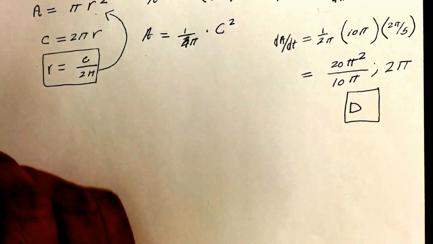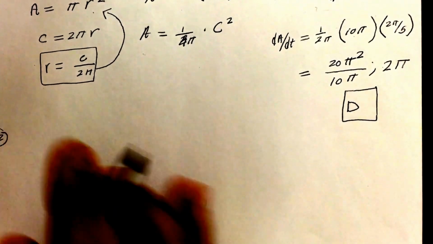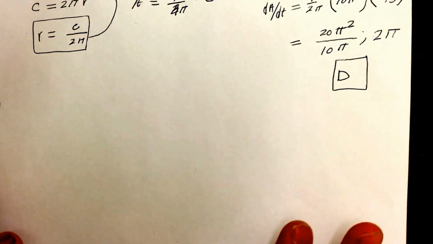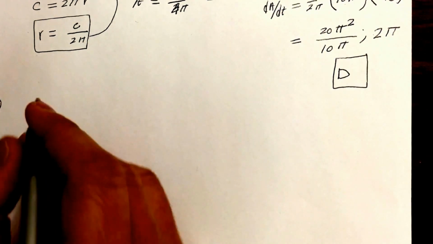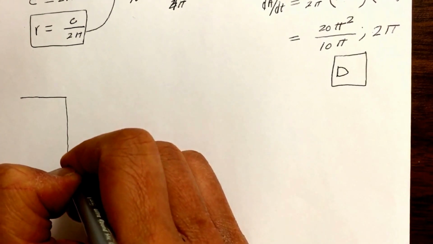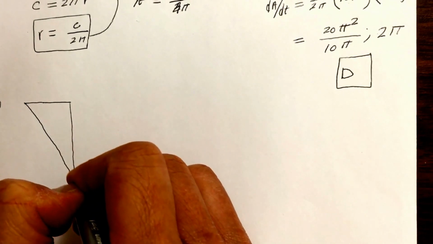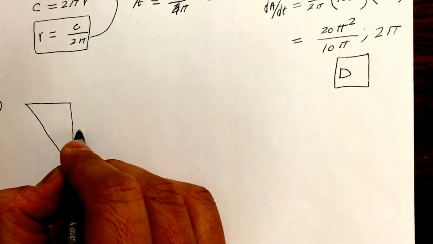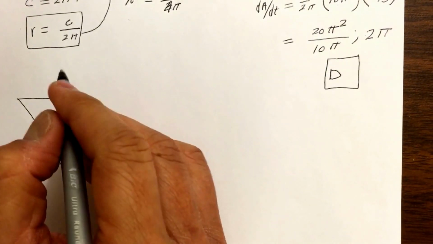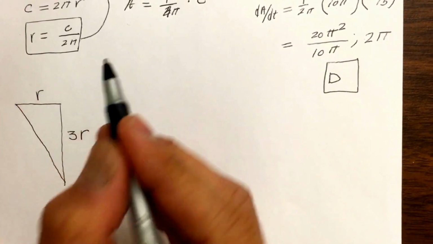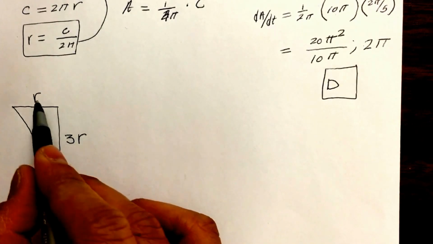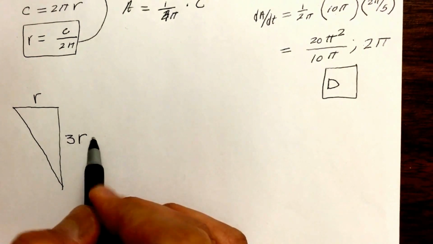Number 22. Okay. A conical tank has a height that's 3 times its radius. So before I write down what I know and want, I can quickly sketch the dimension of the tank that they describe. They did say that the height is 3 times the radius. So if that's the radius, then that's 3 times radius.